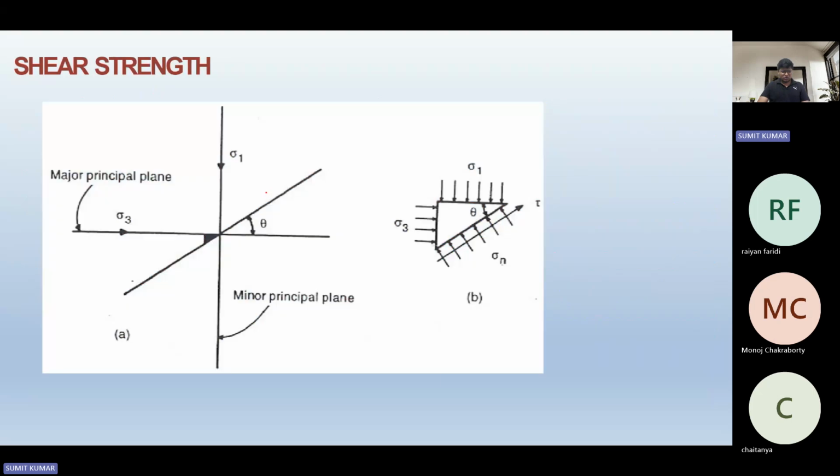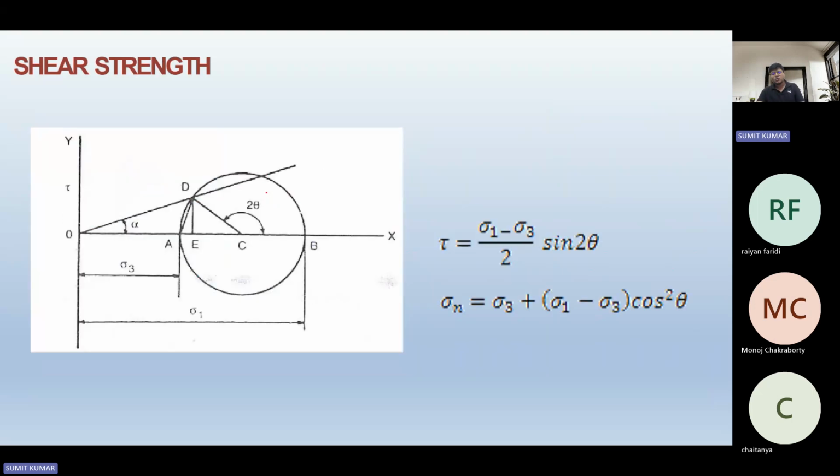Now, over here you can see the figure in which the major principal plane and the minor principal plane are presented. The angle with the major principal plane in the previous problem is 45 degrees, and it is also 135 degrees when we consider the other direction. But if we consider from the negative axis, it is minus 45 degrees. Now tau equals sigma 1 minus sigma 3 by 2 times sine 2 theta, and sigma n equals sigma 3 plus (sigma 1 minus sigma 3) cos squared theta.